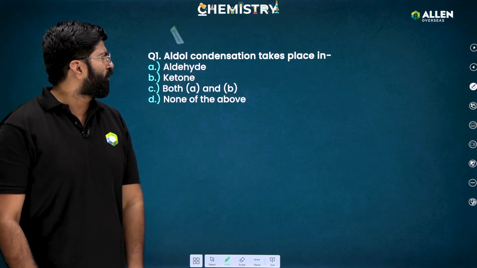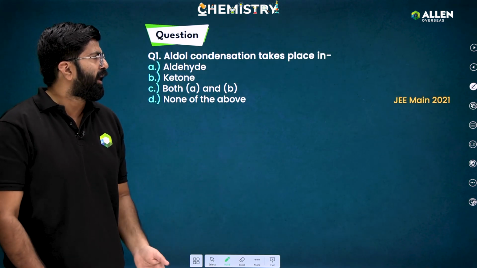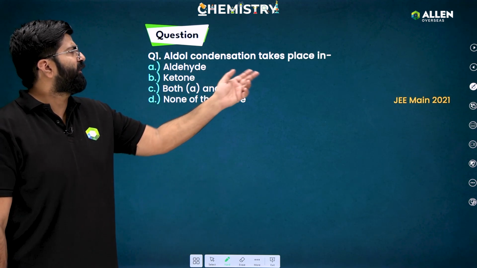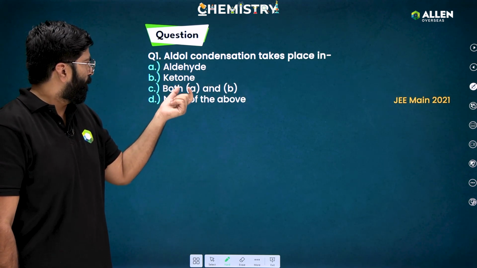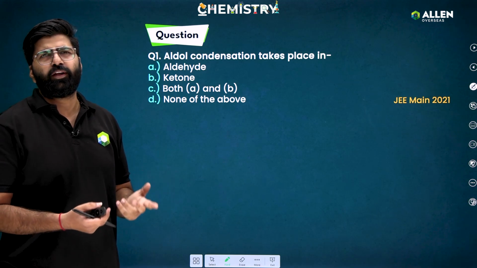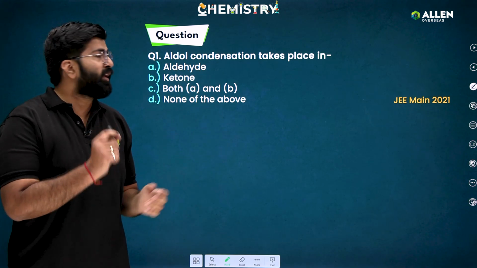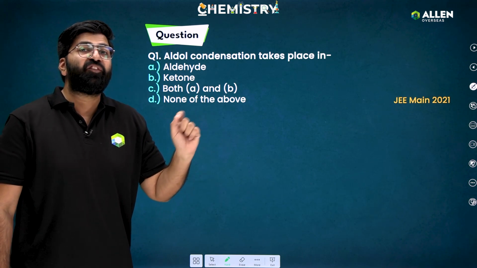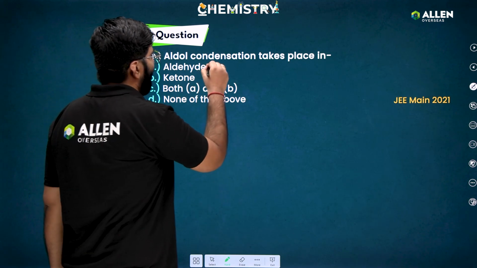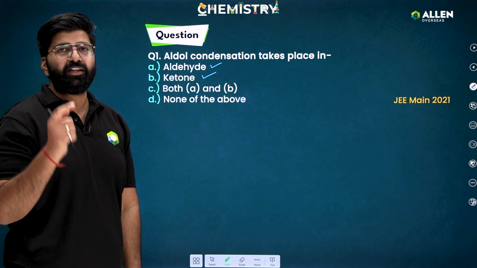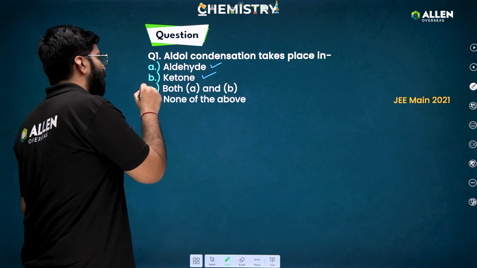So let's see one more question from JEE which was asked in 2021. What does the question say? Aldol condensation takes place in aldehyde, ketone, both, or none of the above. So we already know the answer. Why? Because for aldol condensation, the thing you have to keep in mind is that there should be an alpha hydrogen, and both your aldehyde as well as ketone are going to have alpha hydrogen. That's why the correct answer for this question is option C.